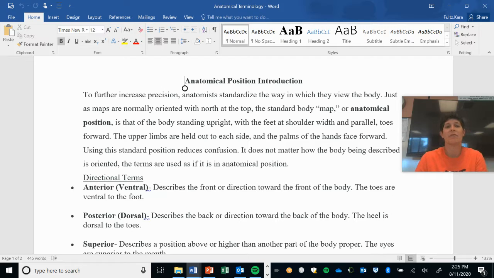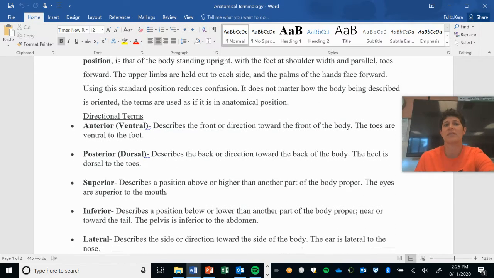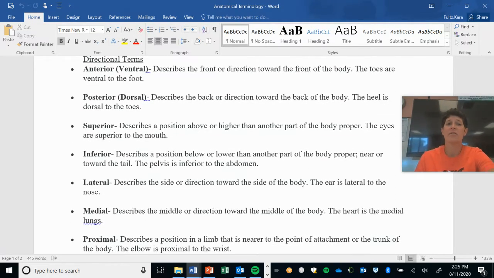So the first term, you'll notice that the terms down here are kind of paired. The first term here is anterior and posterior. Anterior just means towards the front, whereas posterior means towards the back. So you'll see the example though, my toes, if I'm standing up facing you, my toes are towards the front, and then my heel is towards the back. So that would be posterior. So you could say my nose is anterior, the back of my head is posterior.